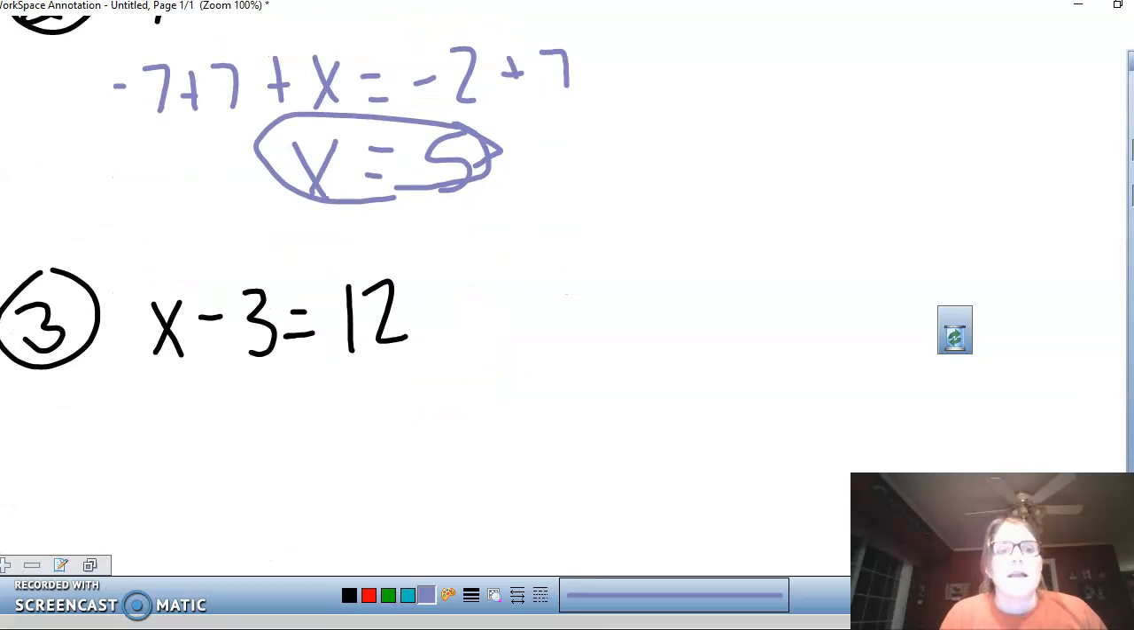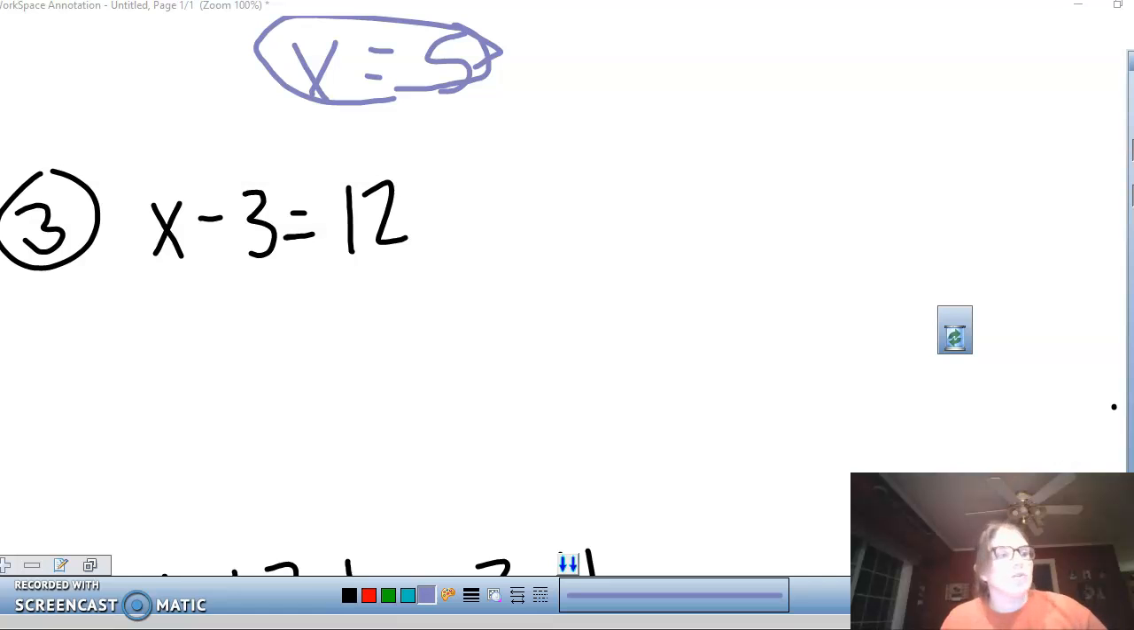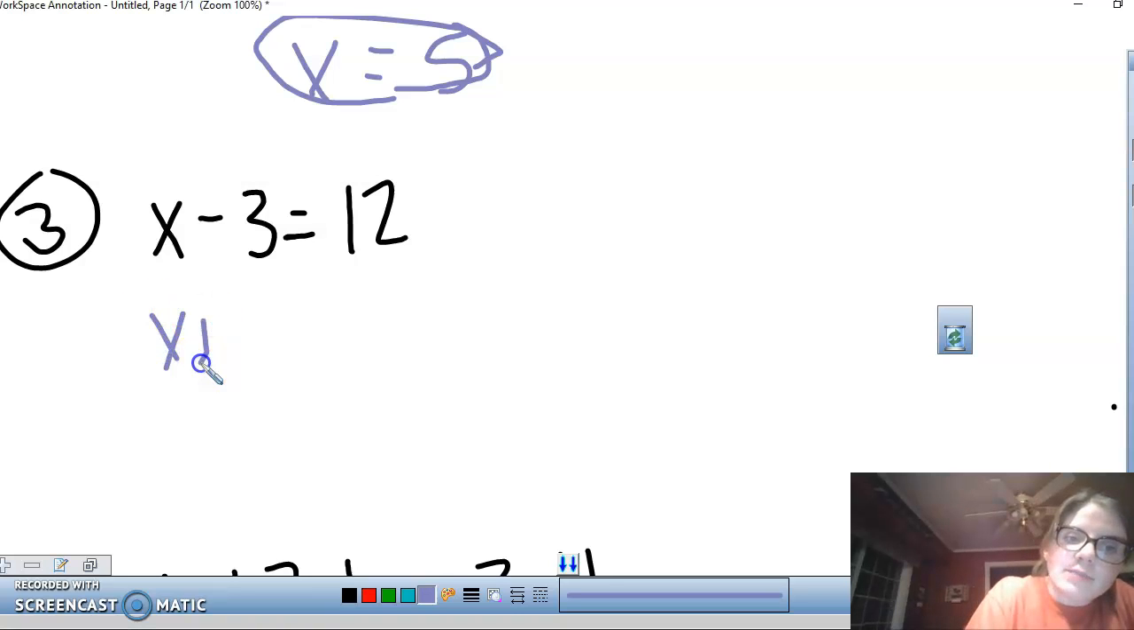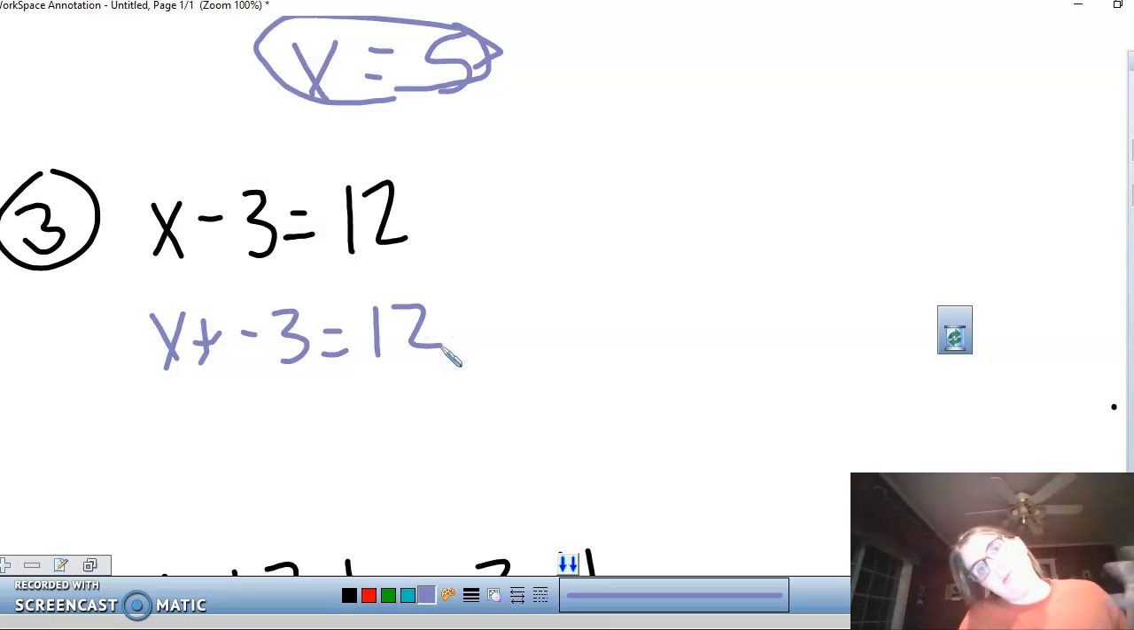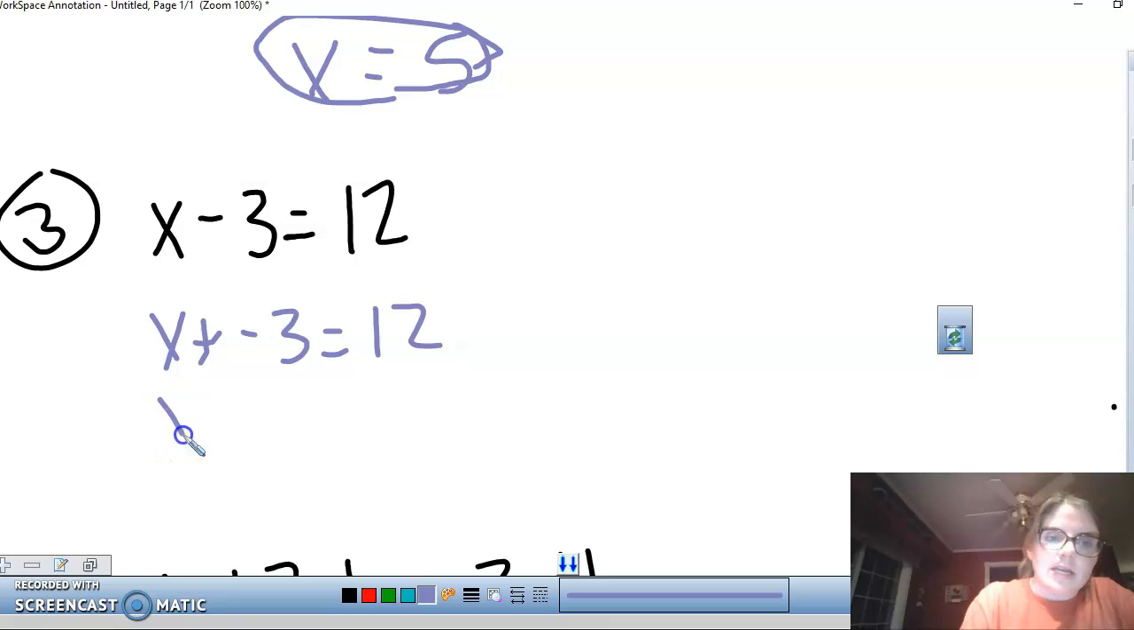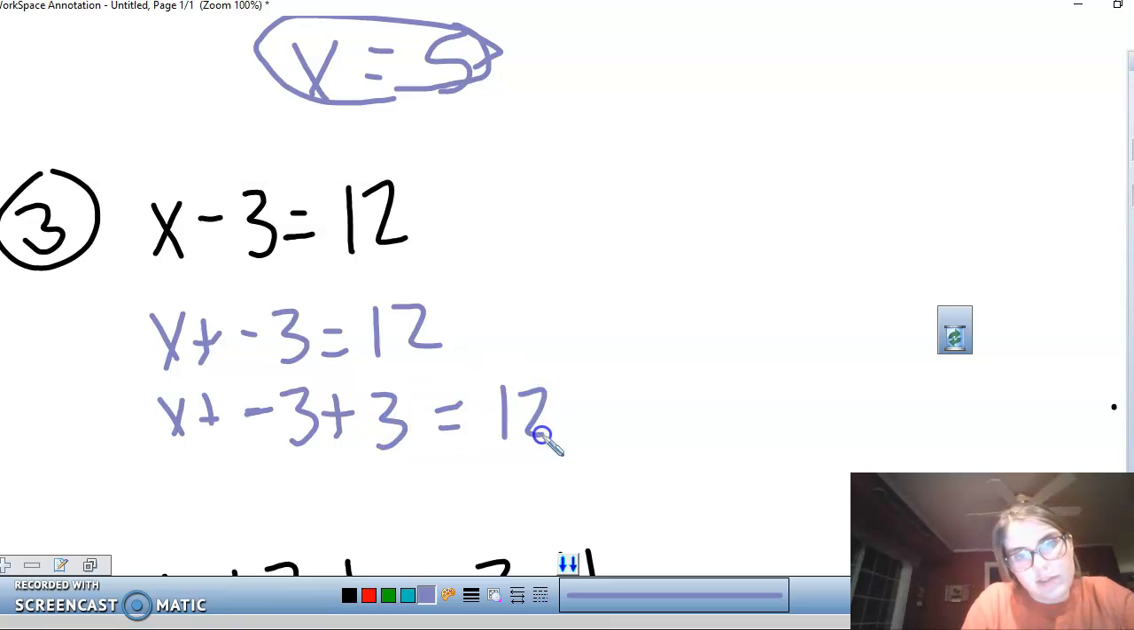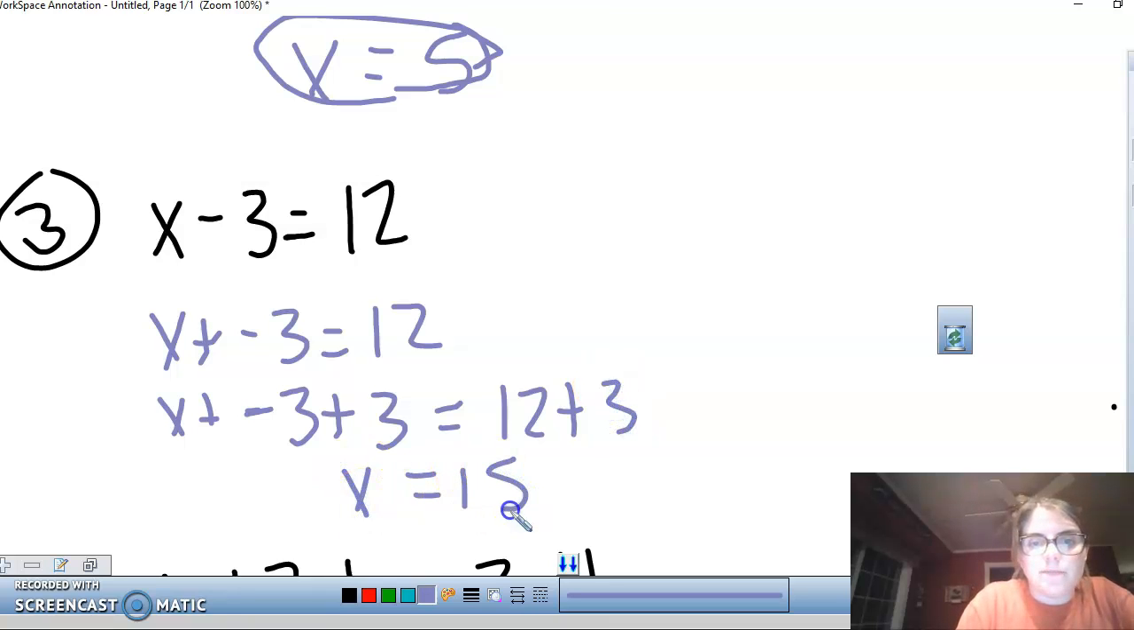All right. x minus 3 equals 12. If it helps, since we're seeing subtraction, you can keep change. So if I have x plus a negative 3 equals 12, well, how do I get rid of a negative 3? Oh, well, I'd use a positive 3, which would be like adding 3. So I'm going to have x plus a negative 3 plus 3 equals 12. Since we added 3 to this side, we also have to add 3 to the other side. So then that would leave me with x equals 15.